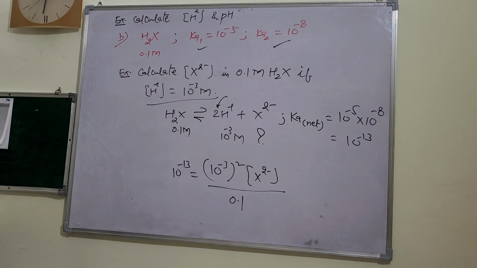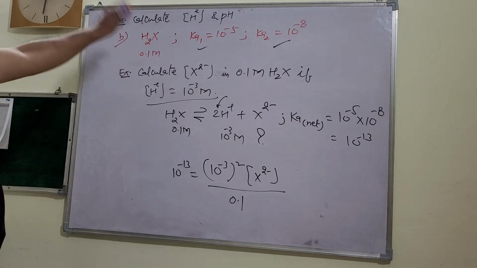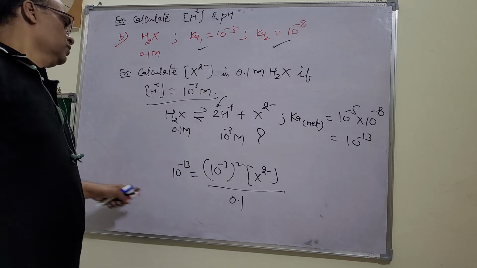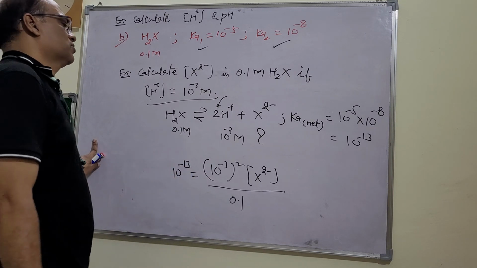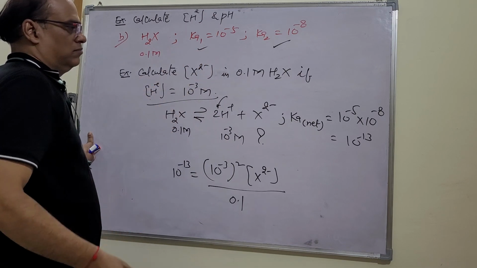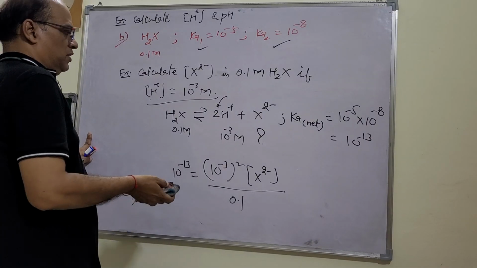In this problem, if you do reverse engineering, some issues may be there, but I can justify them. I can say it is a buffered solution where the H ion is constant. Why is it buffered? Leave it. Reverse engineering means somebody may put, we can write K1. I'll show you. Just wait.